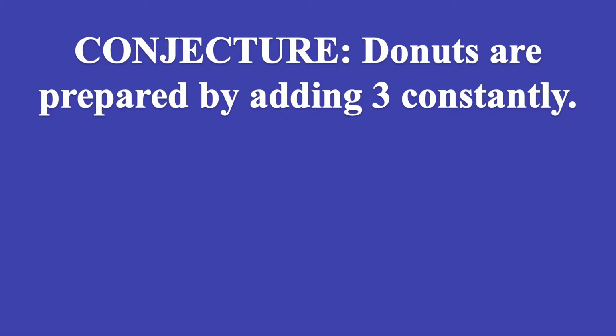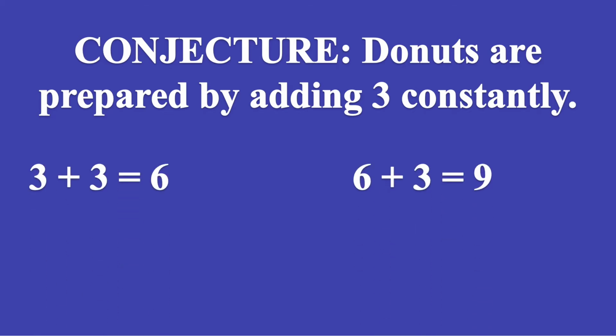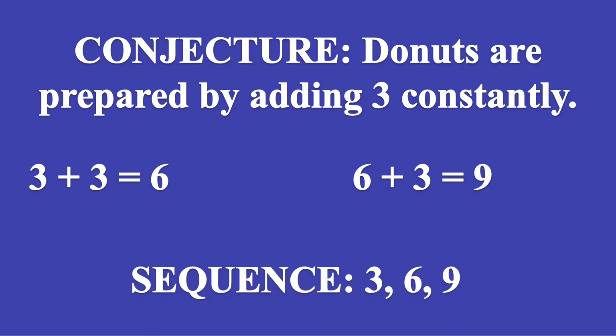In the first preparation, we have only 3 donuts. After adding 3 donuts again, we have 6 donuts in the second preparation. And in the third preparation, 6 plus 3 equals 9 donuts. Then the terms in the sequence are 3, 6, and 9.